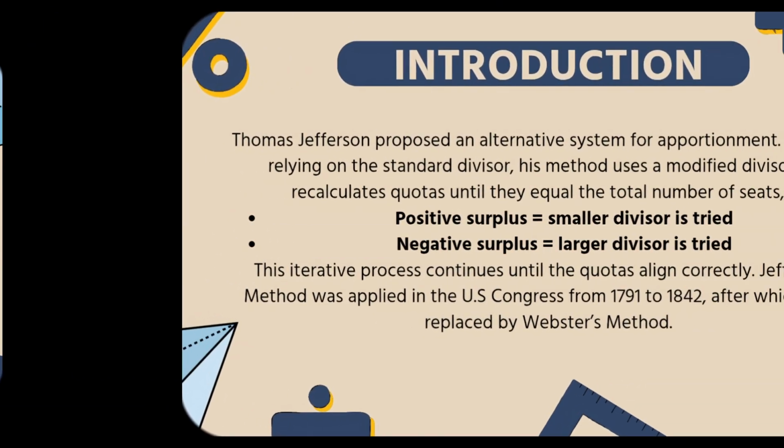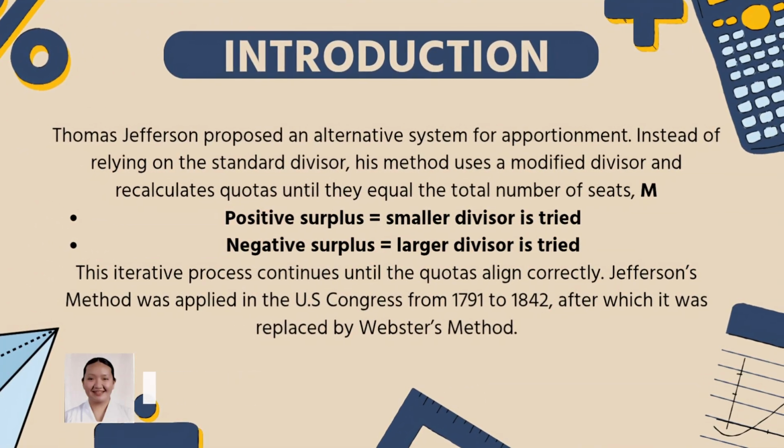Jefferson's method. Thomas Jefferson proposed an alternative system for apportionment. Instead of relying on the standard divisor, his method uses a modified divisor and recalculates quotas until they equal the total number of seats. Positive surplus, smaller divisor is tried. Negative surplus, larger divisor is tried. This iterative process continues until the quotas align correctly.